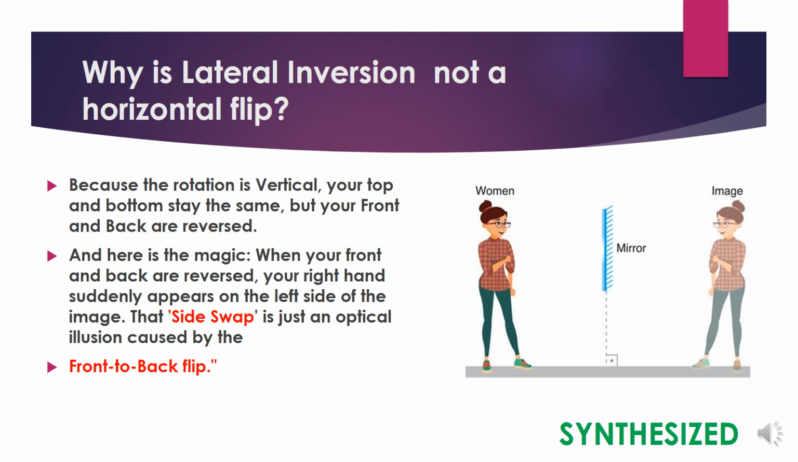So now there's a magic. When your front and back are reversed, your right hand suddenly appears on the left side of the image. And that side swap is just an optical illusion. आपको ऐसे illusion आता है. It is actually caused by the front to back flip.